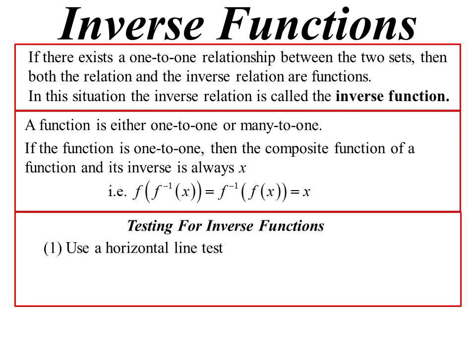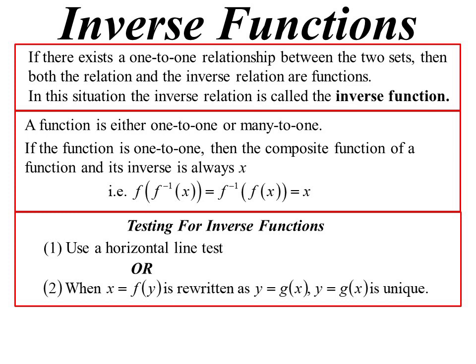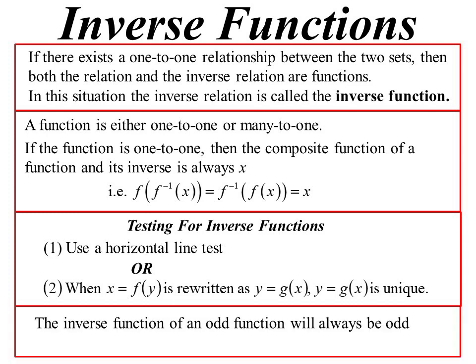How do we end up testing for them? The easiest way was visually. If it satisfied the horizontal line test, then we knew it had an inverse function. The other way is swapping the x and the y's around, and then the answer that you get, if it's unique, the inverse function of an odd function will also end up being an odd function. However, even functions will not have inverse functions, because even functions have symmetry in the y-axis, so that way it will always fail the horizontal line test.